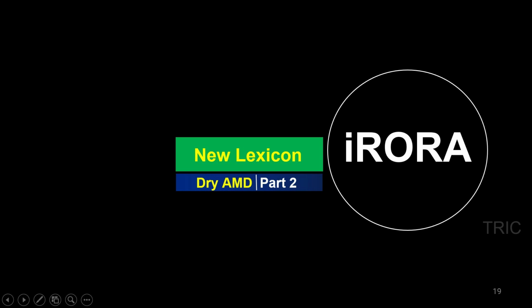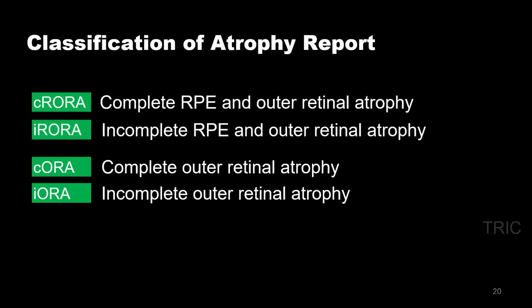This is part 2 of our previous video called New Lexicon, Dry AMD. After having explained cRORA in part 1, we are going to see what the defining features of iRORA are. iRORA means incomplete RPE and outer retinal atrophy. As the name suggests, the extent of atrophy in iRORA is less than cRORA.